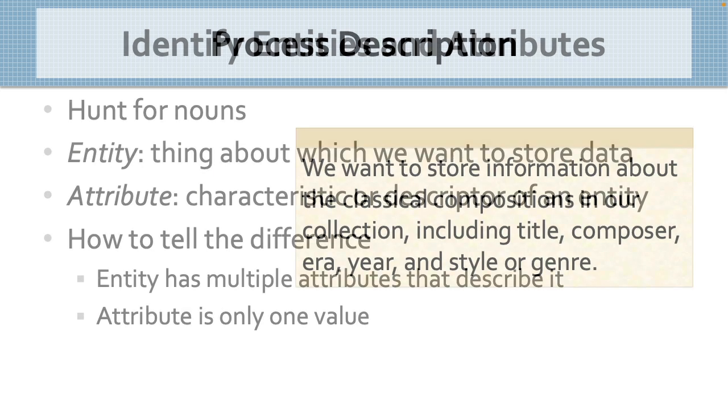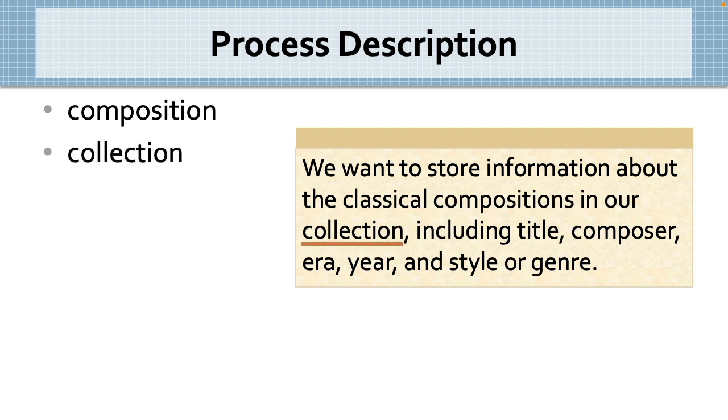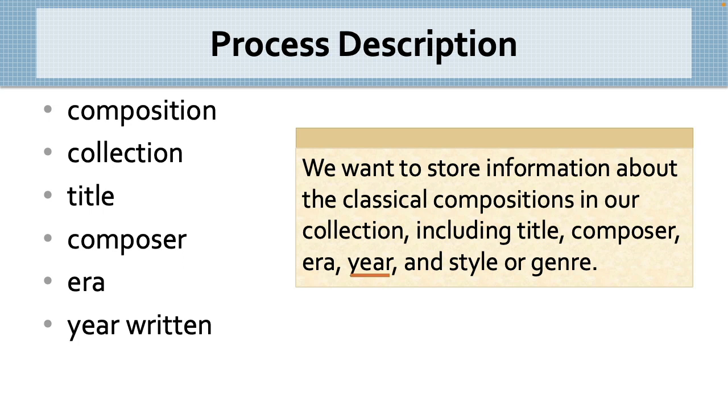Let's practice. Here again is our process description, our real-world scenario. Let's list the nouns, the relevant nouns, as we read it. We want to store information. Information is a noun, but not relevant to the database. About the classical compositions in our collection, including title, composer, era, year, and style or genre. Okay, we got them all.